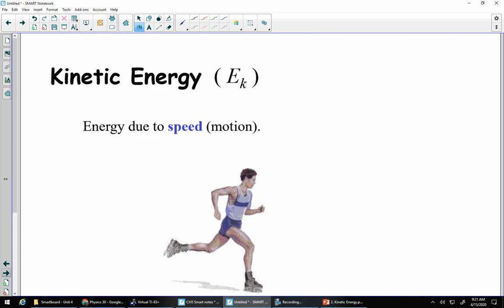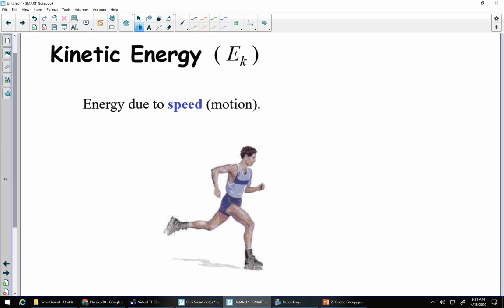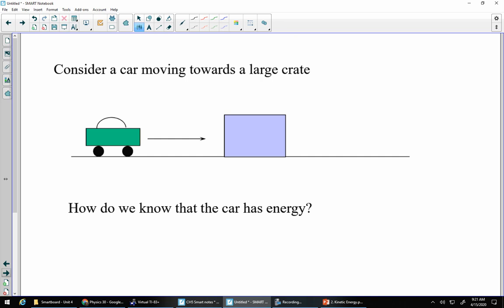Cool. So again, our focus for today is kinetic energy. That's energy, again, due to speed or due to motion. So you might think this person is a runner, and obviously runners have speed and he's got mass, but no. Rollerblades, getting ready for spring here.